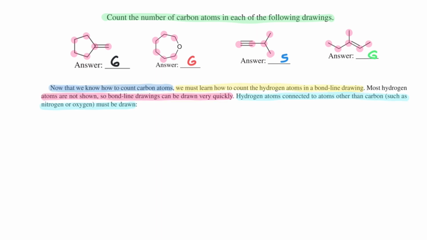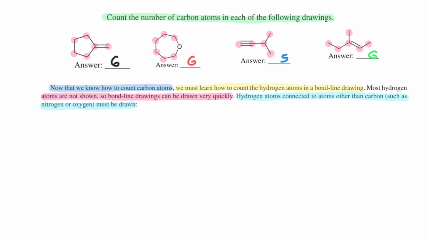Now we know how to count the number of carbon atoms in a bond line drawing. Now we should learn how to count the number of hydrogen atoms in bond line representation or notation. In bond line representation, most of the hydrogen atoms are not shown.